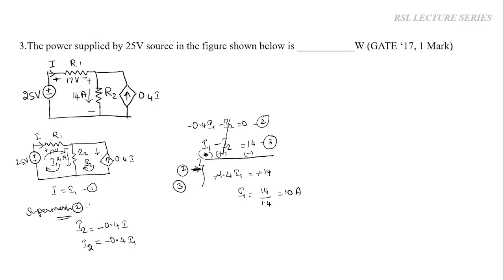Okay. So now we have found out the current flowing through this voltage source, and the voltage value is 25 volts. So the power flowing through this 25 volt source is nothing but V into I, 25 into 10, which is equal to 250 watts. So this is the answer.